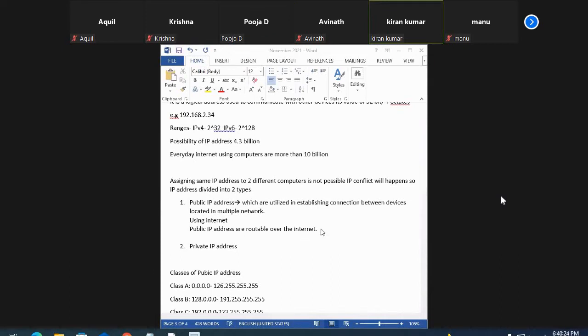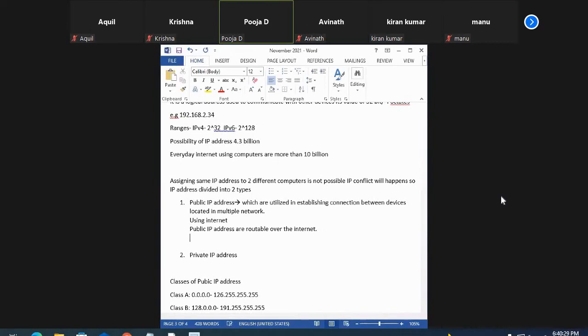Okay, and the next one is that it's paid to the ISP provider. What does this mean? This is not free of cost. These public IP addresses are not free of cost. You need to pay something to get a public IP address. You can't buy it; you will take the public IP address on a rental basis. So what does this mean?